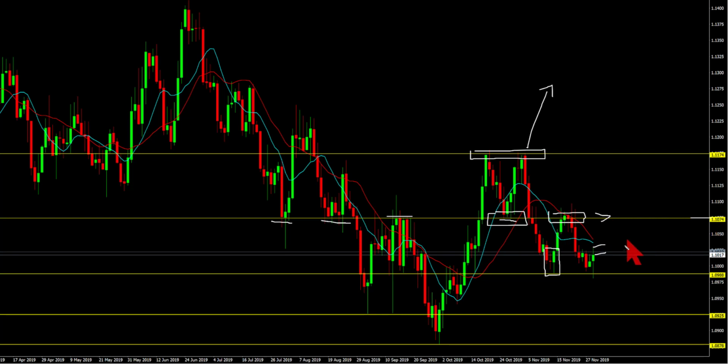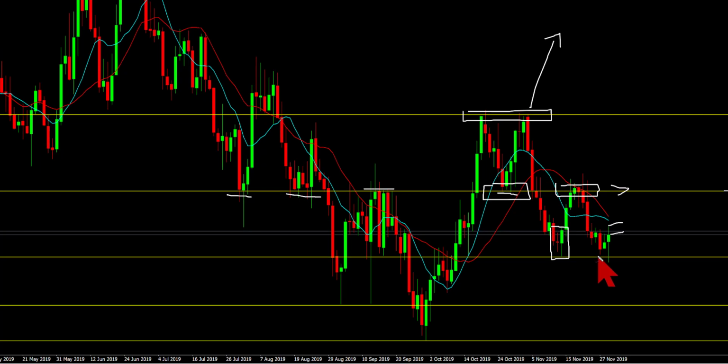However, for the fact that price is still respecting this horizontal support key level right here, I still remain bullish on the Euro USD, but I need to have a confirmation of a strong entry or signal before I can launch the euro against the American dollar.